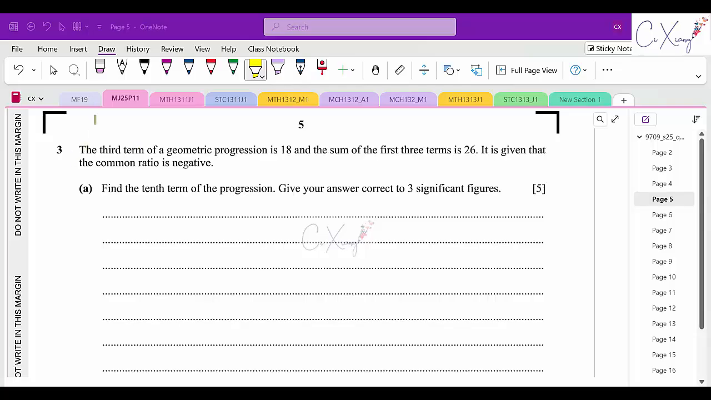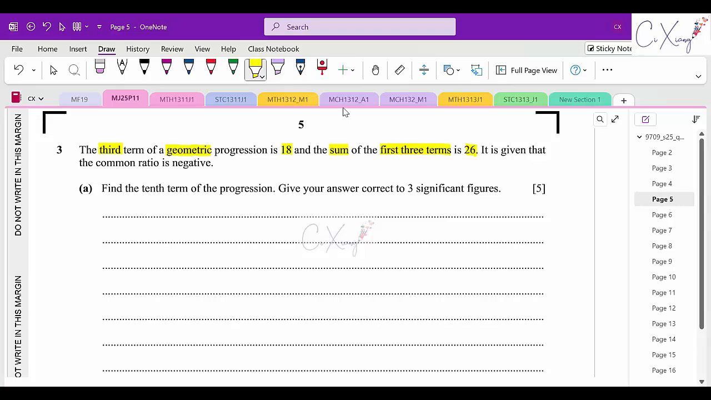We are now at question number 3. The third term of a geometric progression, highlight the keyword geometric progression, is 18, and also the sum of the first 3 terms is 26. They give us two pieces of information here. The first one is the third term of the geometric progression, and also the sum of the first three terms.